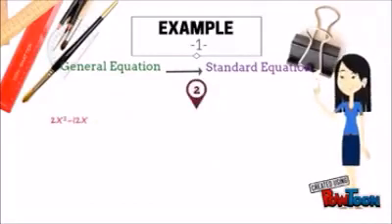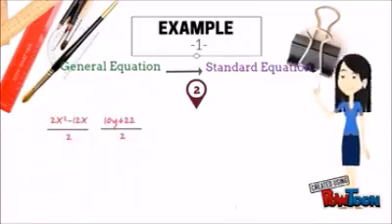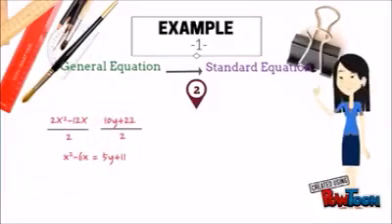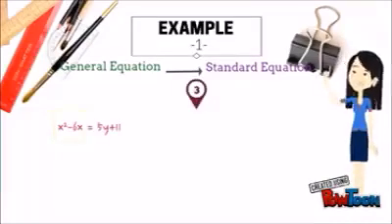Afterwards, we must now make the numerical coefficient of the term with the highest degree equal to 1 for easy solving later since we are going to complete the square. To do so, we must divide the whole equation by the numerical coefficient, thus giving us x squared minus 6x equals 5y plus 11. The third step is now completing the square.